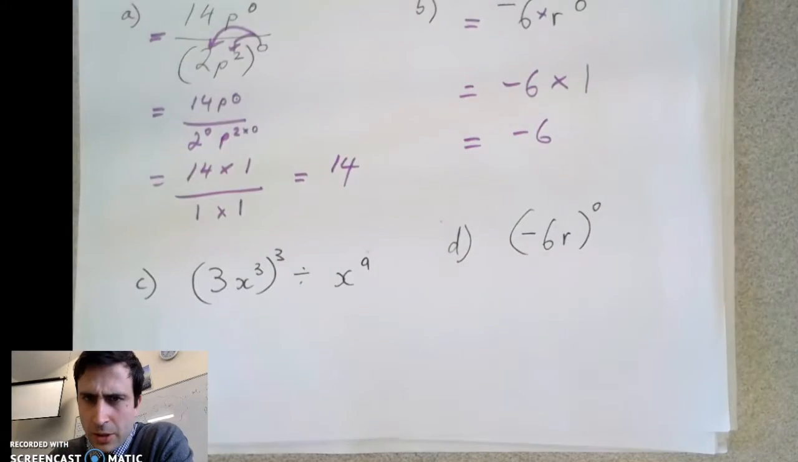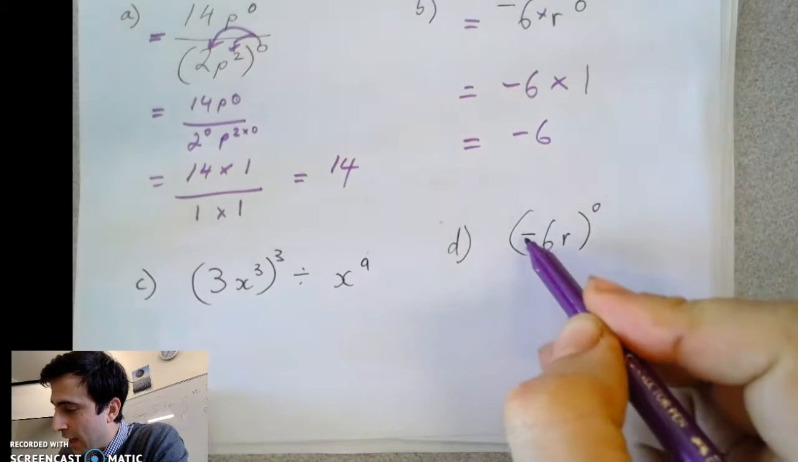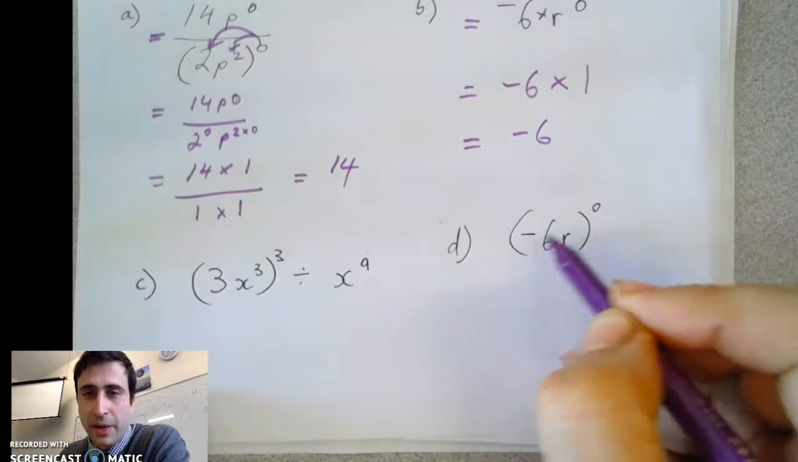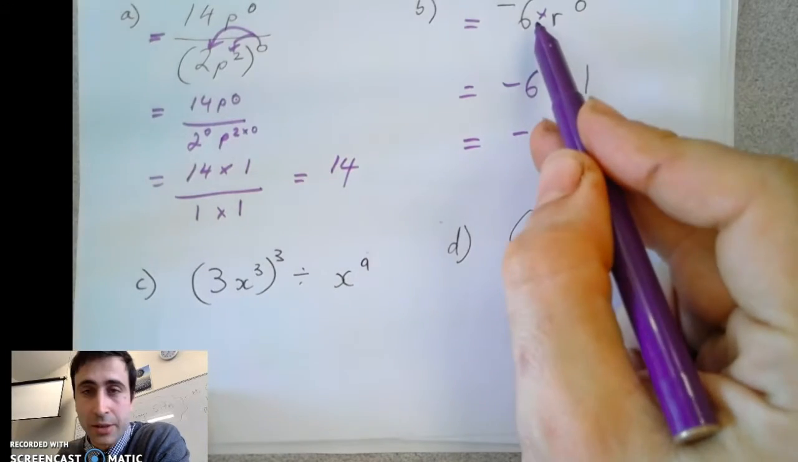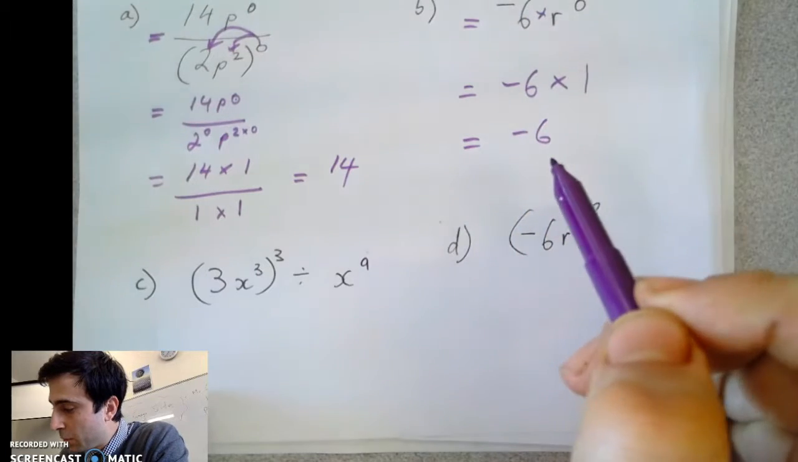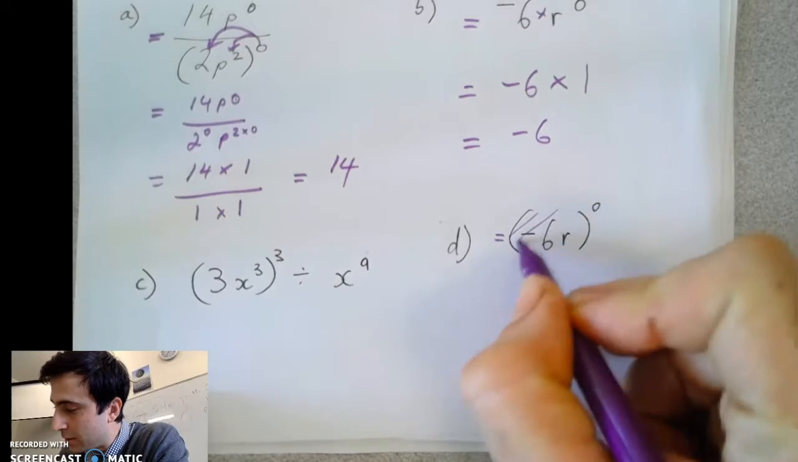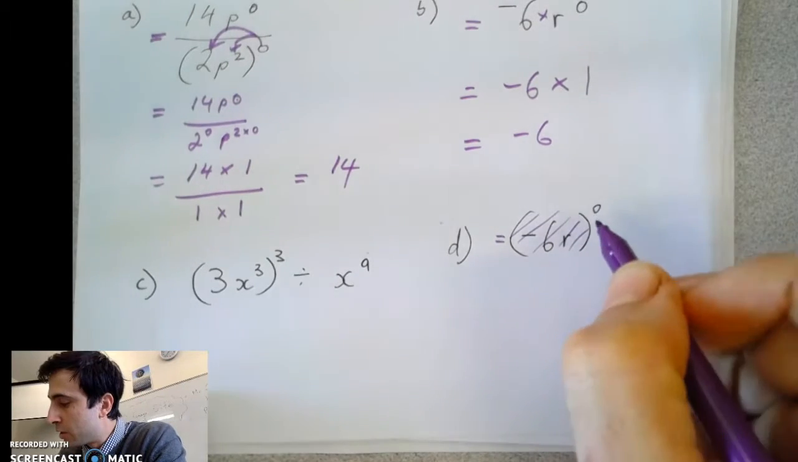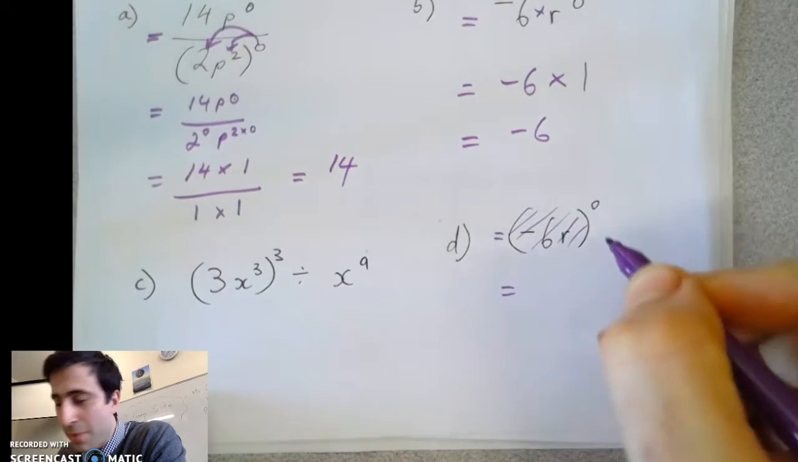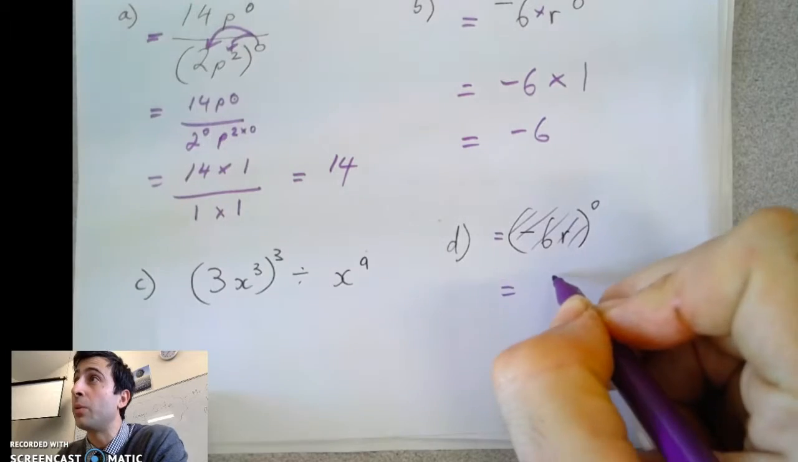Now I've made a slight change and I've added a question here because I think it needs to be spoken of. If I've got minus 6r in brackets to the power of 0, that's a very, very different proposition to the one above, which is minus 6r to the power of 0. Because what this question is saying is that everything in the brackets, the bag that's the brackets, is to the power of 0. So that means that it doesn't really matter what's in here. It's to the power of 0, therefore it has to equal 1.